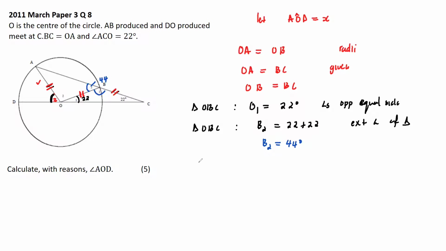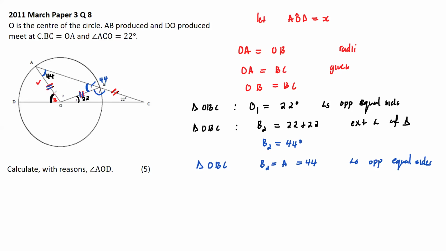But if I consider triangle OBC, look at it, B2 and A should be equal because they are angles opposite equal radii. So B2 is equal to A is equal to 44. These are angles opposite equal sides again. So it's just a matter of playing around with all the situations, equal sides. So this is also 44.